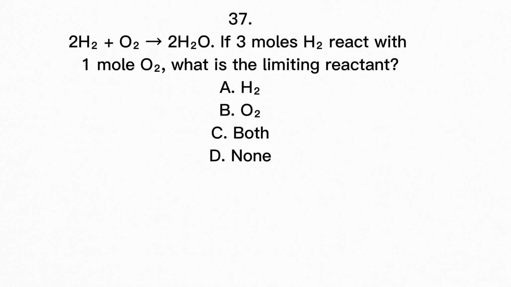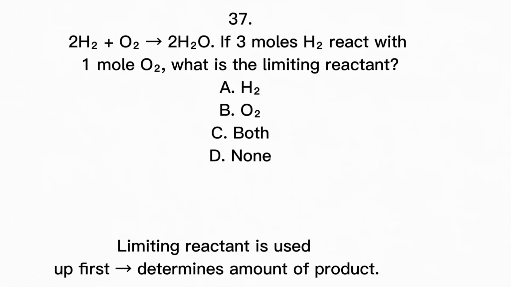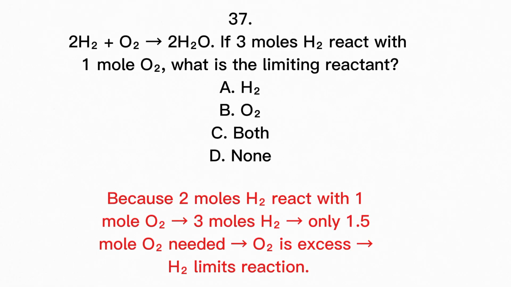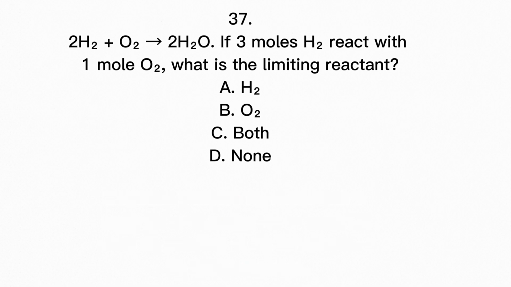Question 37. Hydrogen gas plus oxygen gas produce water. If 3 moles of hydrogen react with 1 mole of oxygen, what is the limiting reactant? Let's know the meaning of limiting reactant first before answering the question. The limiting reactant is used up first and determines the amount of product. So the answer for the question is A, because 2 moles of hydrogen react with 1 mole of oxygen.